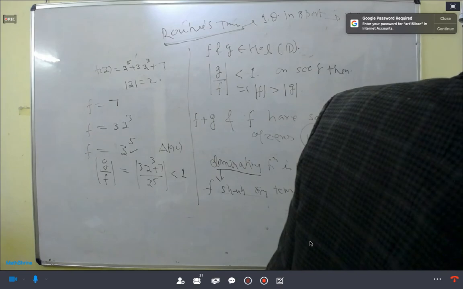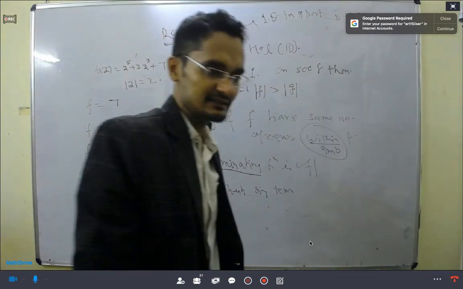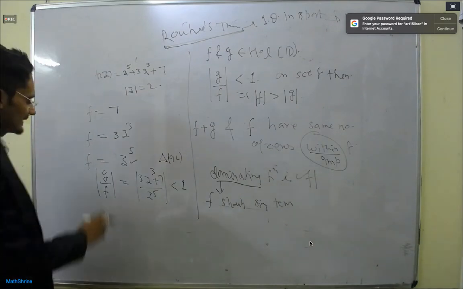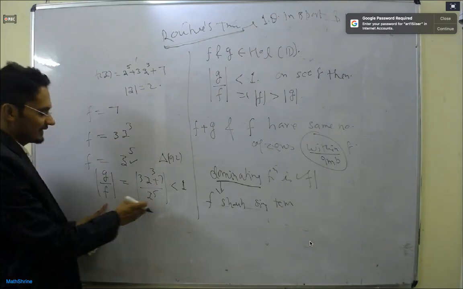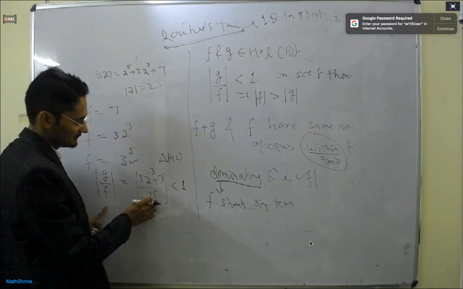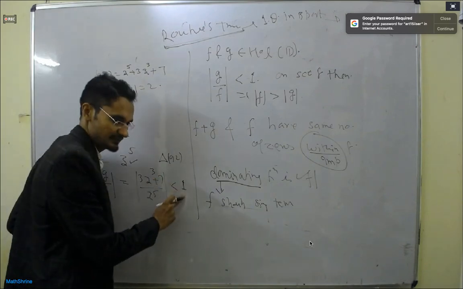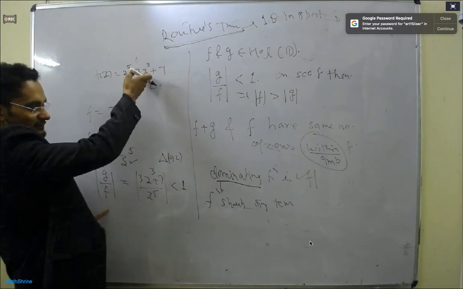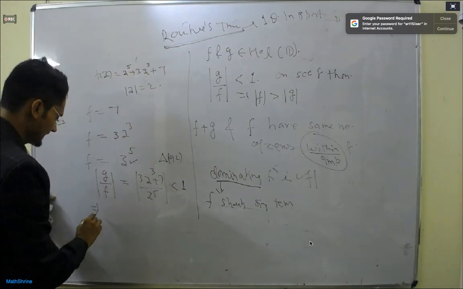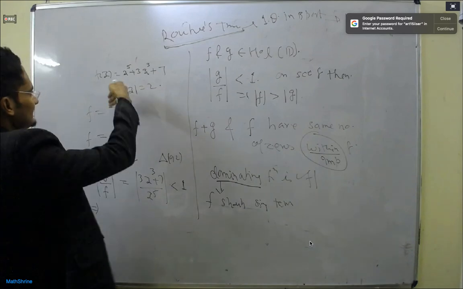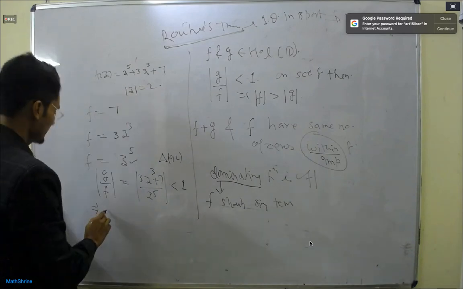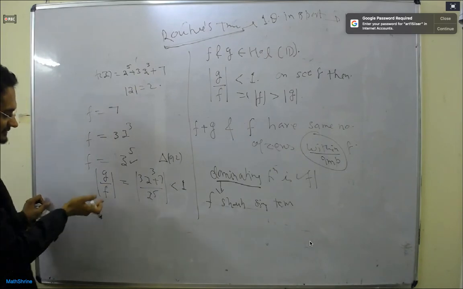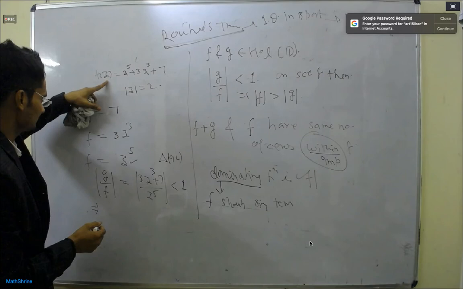For simplicity you can take something else also, here you can write it like h. So f plus g, which is equal to h, has 5 zeros within the disk with center 0 and radius 2. That's what I'm saying.